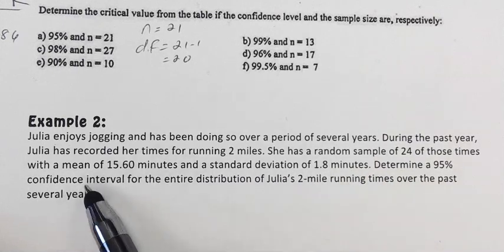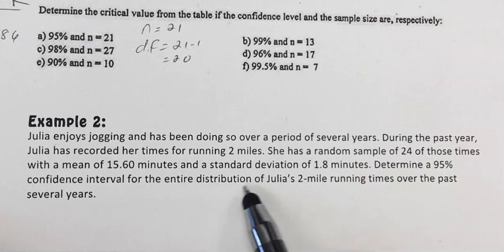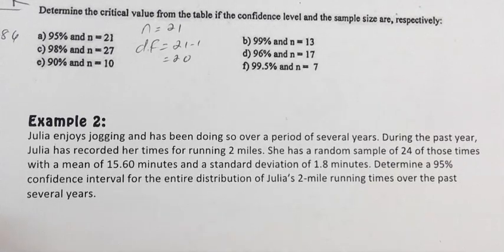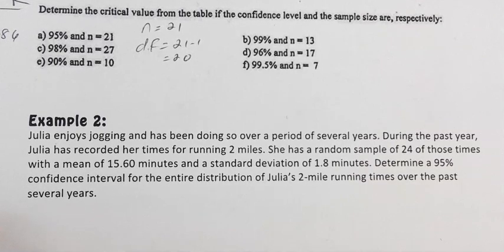Determine a 95% confidence level for the entire distribution of Julia's 2-mile running times over the past several years. So in this case, we don't know the population. We only know what's happening in the sample, which is awesome. It's really amazing. We can make predictions or make a confidence level for the whole population, taking just this one sample of 24 different times she jogged.